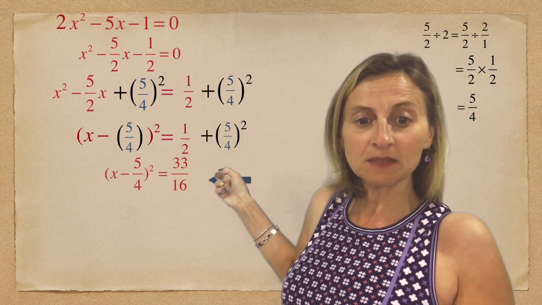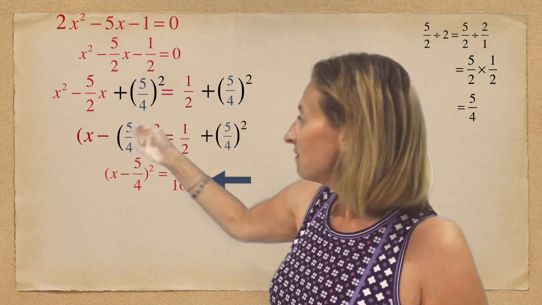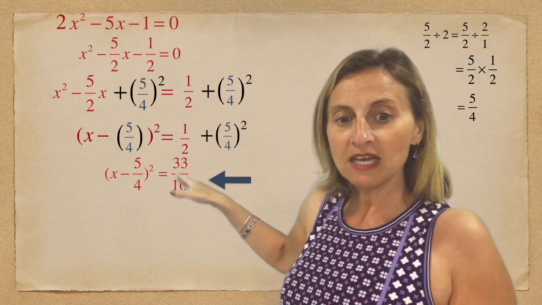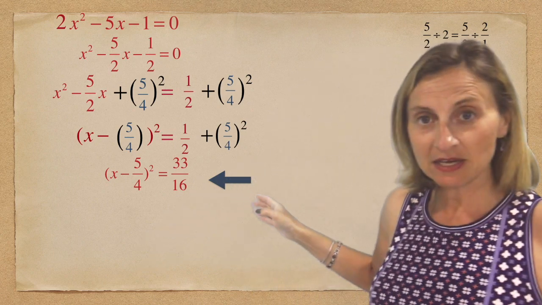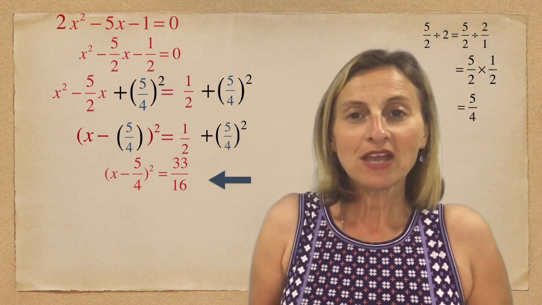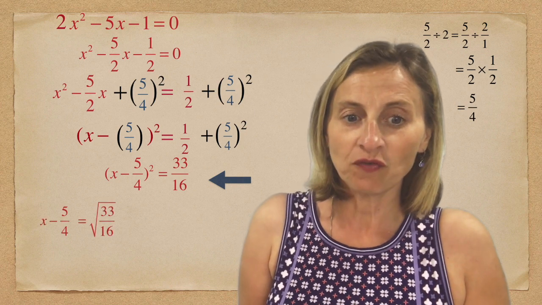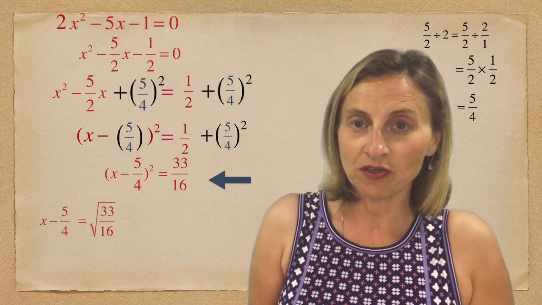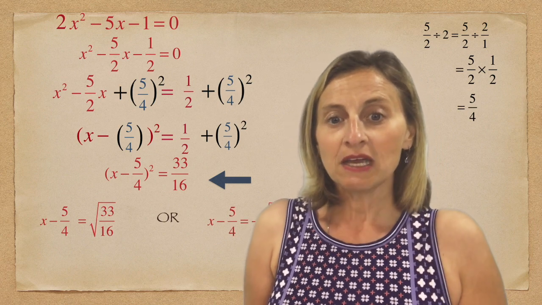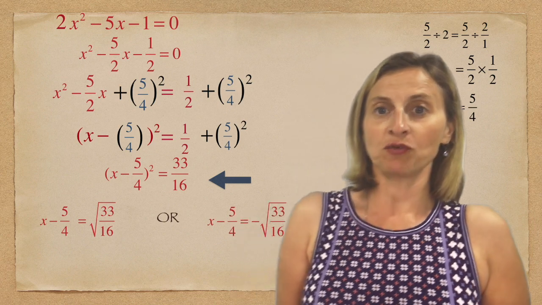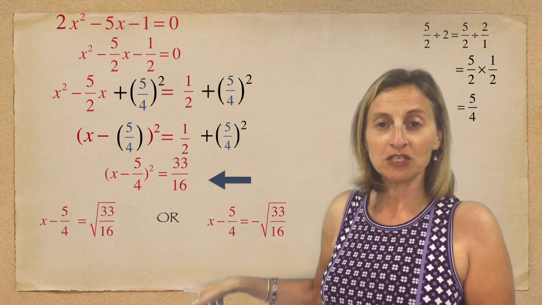We put it in all our spaces that we prepared earlier. And what are we left with? x minus 5 over 4 all squared equals 33 on 16. Where does that come from? Use your calculator. And then we have to square root both sides. And we're left with x minus 5 over 4 equals the square root of 33 over 16, or x minus 5 over 4 equals minus the square root of 33 over 16. You can then simplify the square root of 16, which is 4.